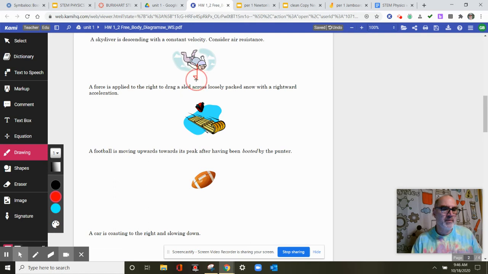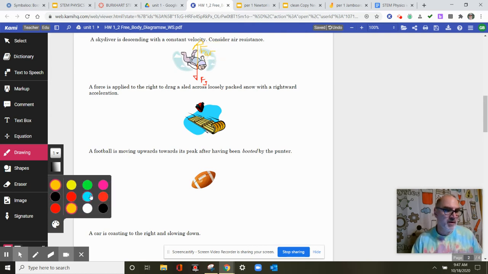Here's what's pushing up on the skydiver: air resistance. Notice I always label my arrows because that's part of the deal. If you don't label the arrows, then you're not going to get all the credit. It's a communication issue. We're telling people what we know about it, and if we're not labeling them, then people don't know what we know.